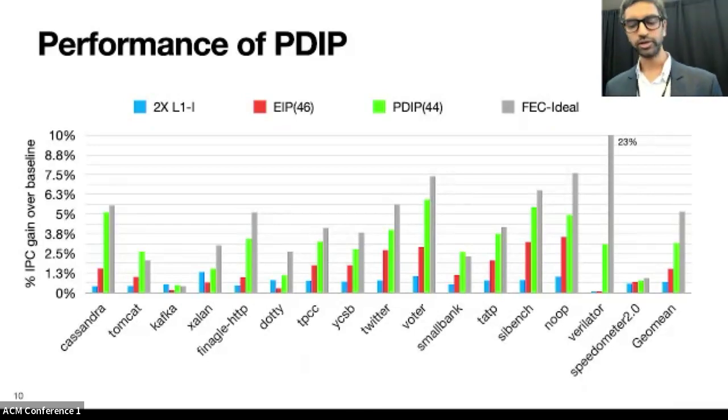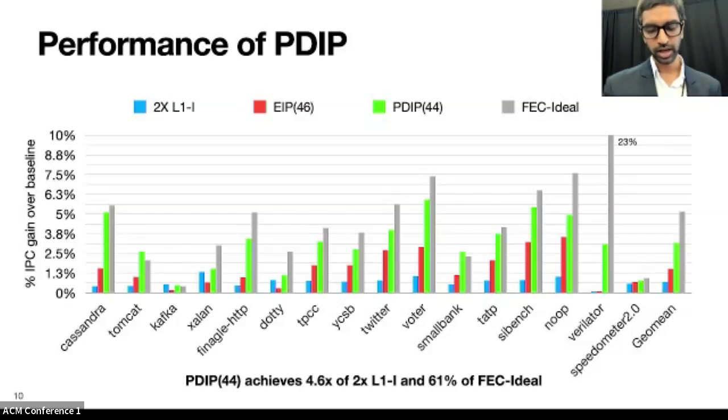The value shown in the parenthesis is the size of the metadata table that we are using, and it is 46 kilobytes, and 44 kilobytes in the case of PDIP. So here, PDIP achieves up to 4.6 times the benefit of doubling the iCache and 61% of the FEC ideal configuration.